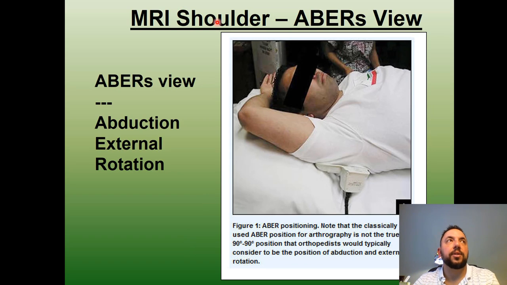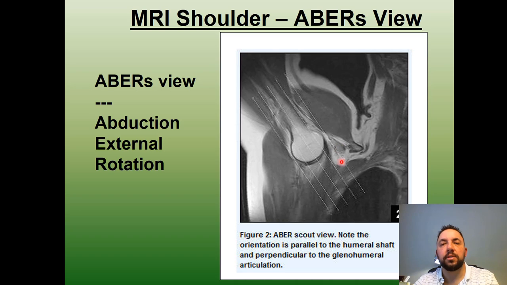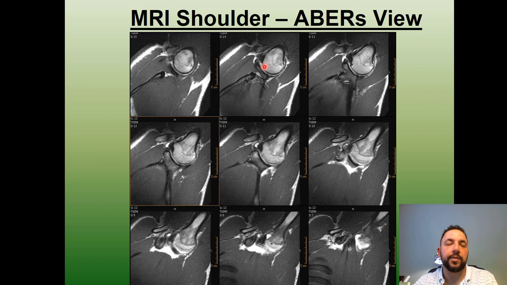Often enough in a shoulder arthrogram, there's something called an ABER view. ABER stands for abduction external rotation. This would require a different coil setup and position where the arm is above the head, kind of tucked in under the head, so that you can give a different look. You would scan your sequences parallel to the humeral shaft and perpendicular to the glenohumeral articulation.